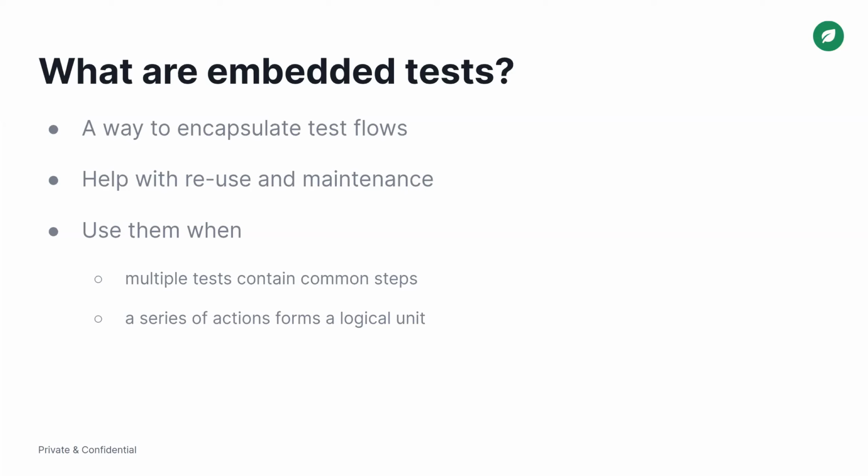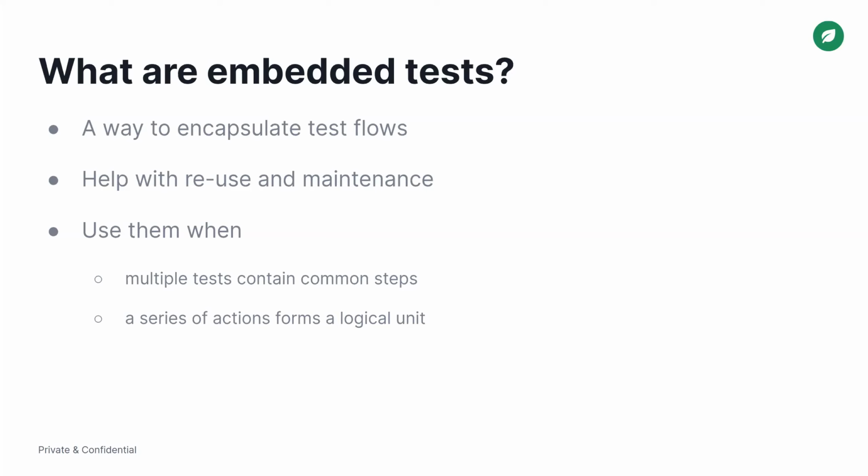So the way you would do that is you would create a third test that contains only these actions that are common to the first two. And then in the first two tests, you would replace these actions with this one embedded test. So it's basically an abstraction. You're saying these, let's say 5 actions, form some kind of unit. They're like a logical unit of functionality, and it's repeated across tests.